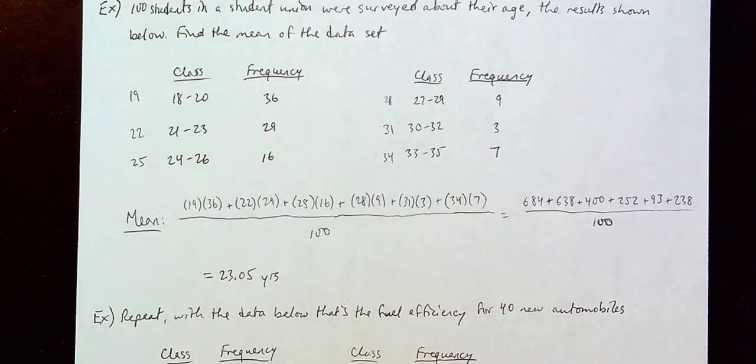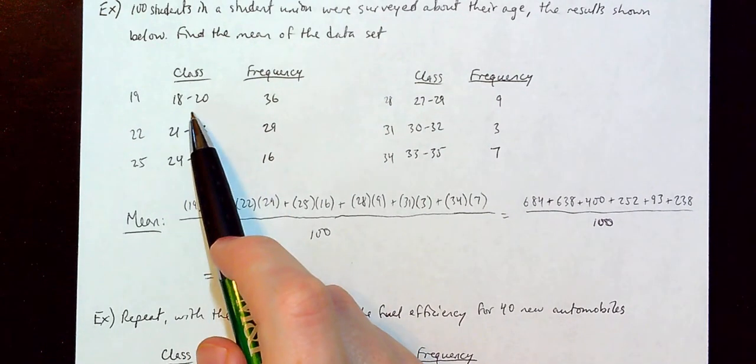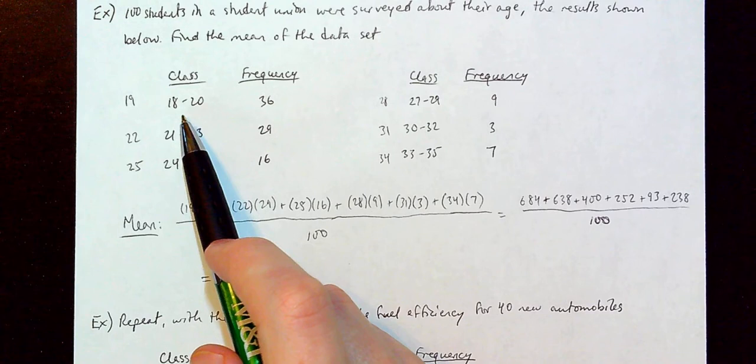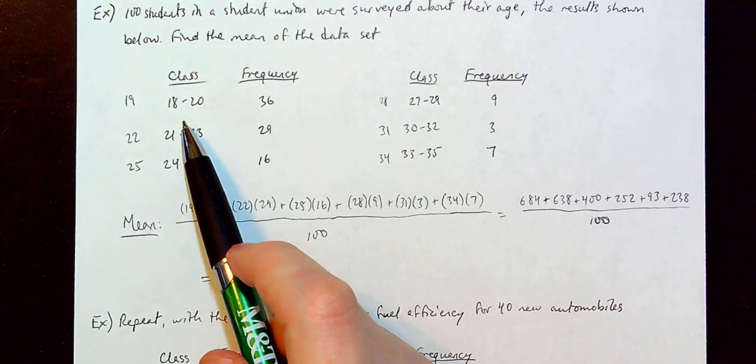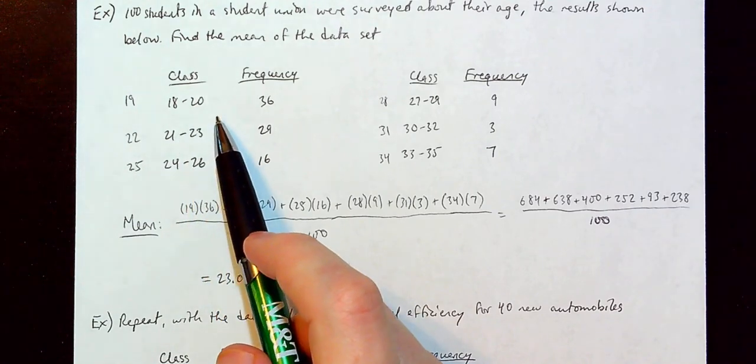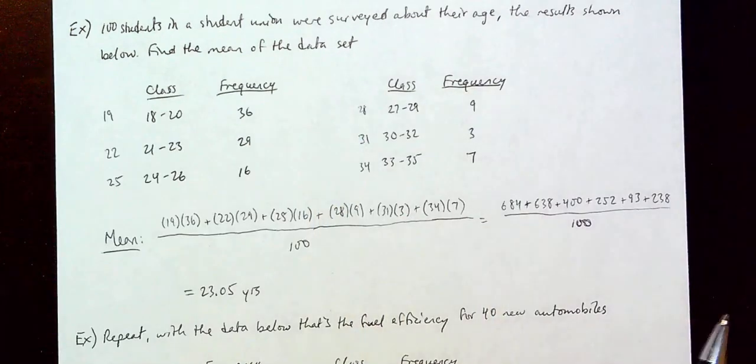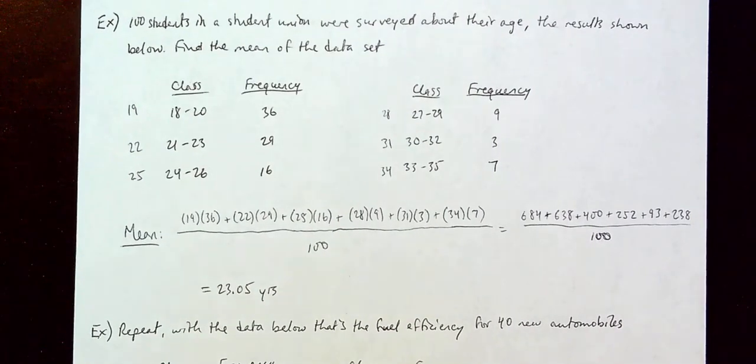We stress that this is an estimate because we don't know exactly how many people there were of each age within each class. Perhaps for the 18 to 20-year-olds, there were more 18-year-olds than 20-year-olds. Perhaps we had 35 18-year-olds and only one 20-year-old. We don't know for sure. The data was just given to us in these classes. So this is why we stress that this is an estimate for the mean, not the sort of surefire mean.